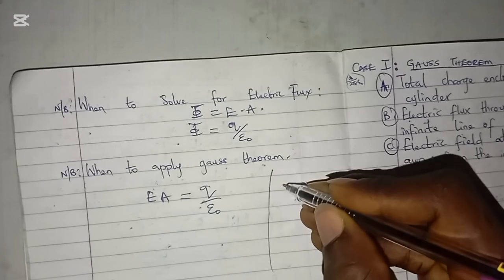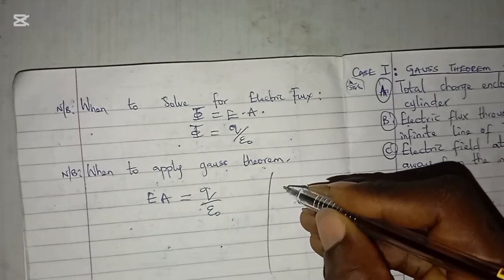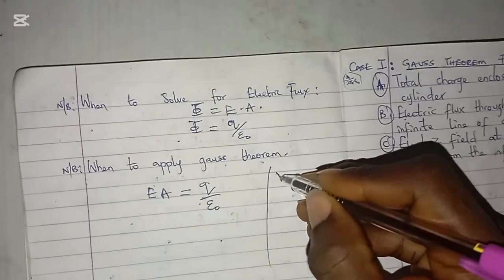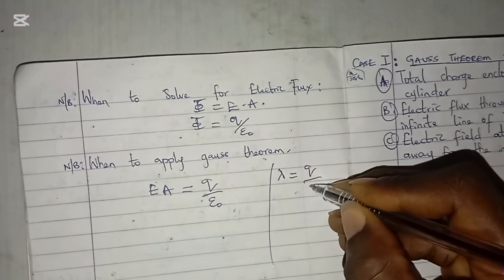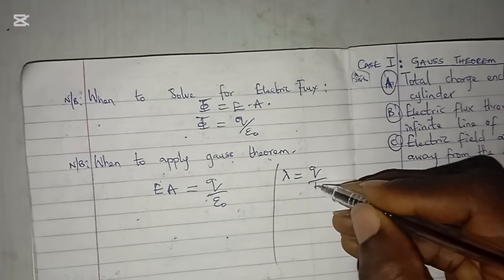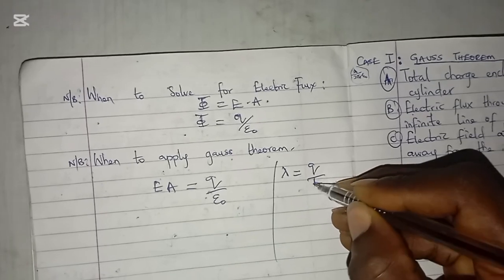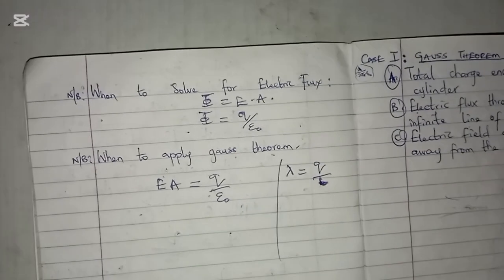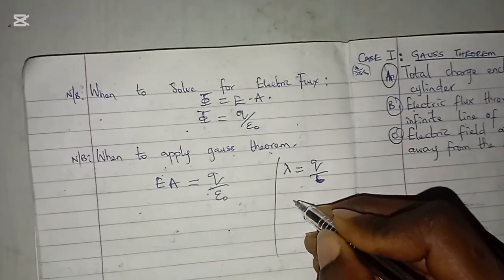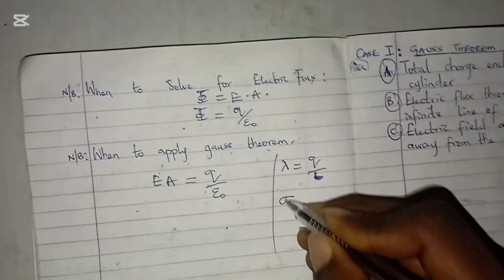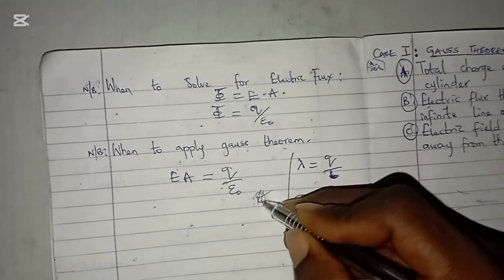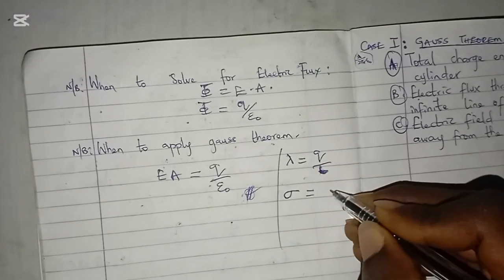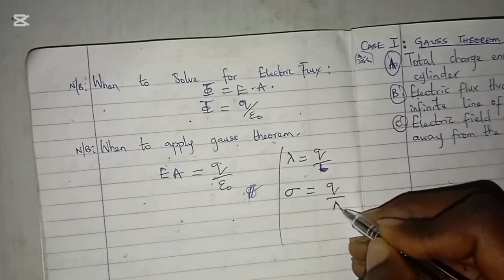If they tell you that you are given linear density, you know that that is lambda equals charge over length. And if you are given area density, this is the symbol. Some books write it this way, but I don't want to use this one. You know that it is going to be charge over area.